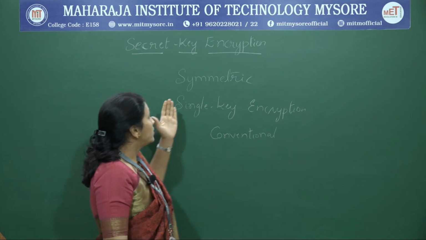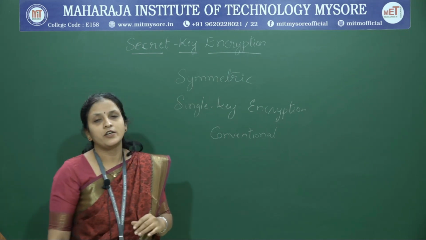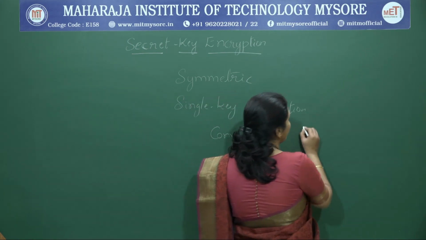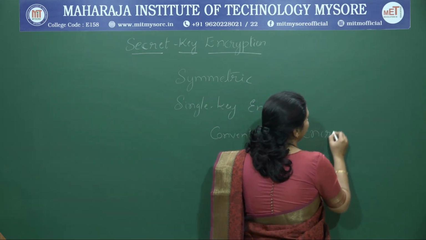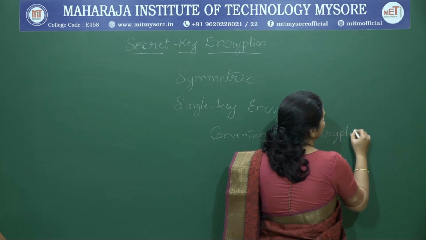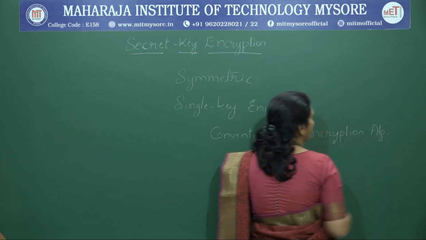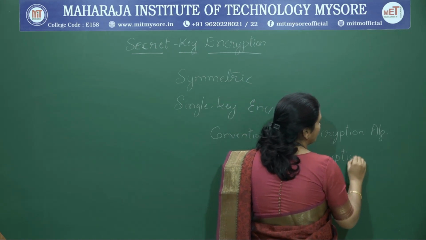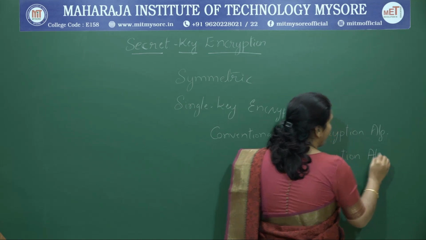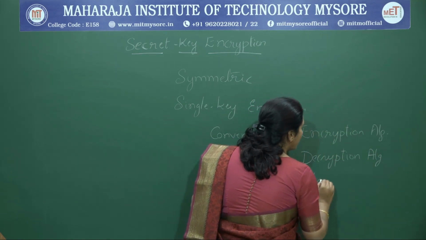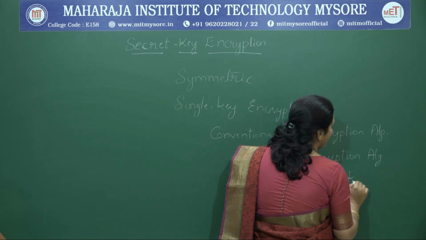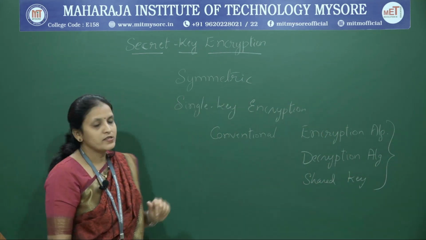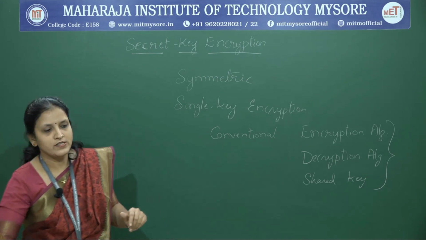Under secret key encryption or symmetric encryption, all that we have is three things. One is the encryption algorithm, then we have the decryption algorithm, and a single shared secret key. These three things play a major role in this case. How are they going to play? We will see.